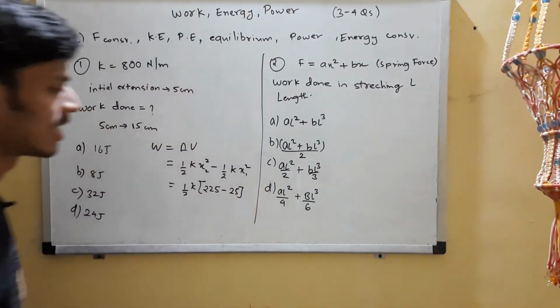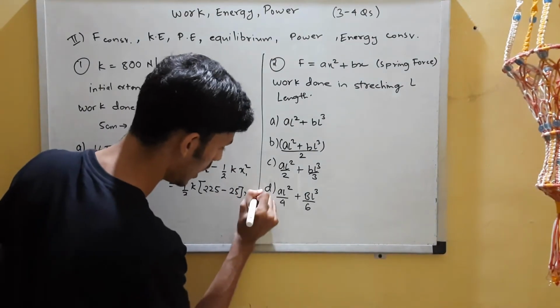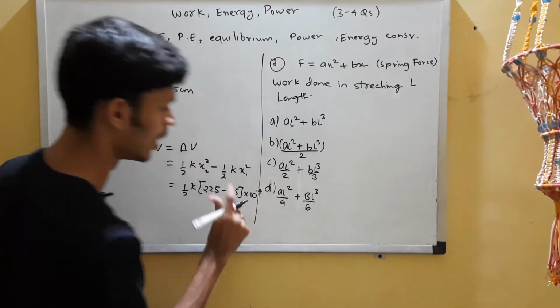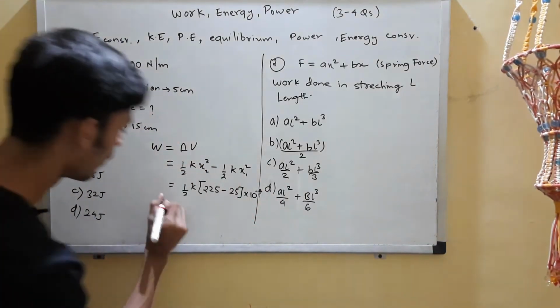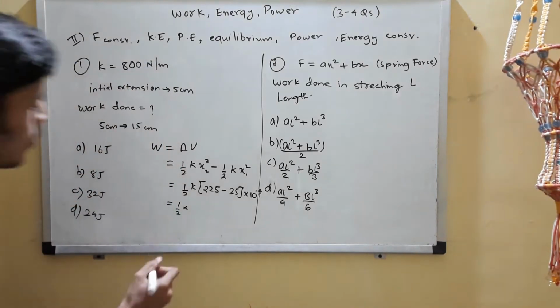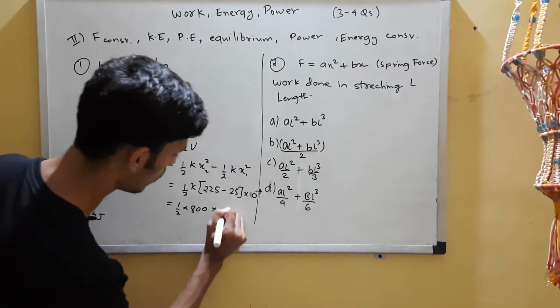Now each of these is in centimeters. In order to convert into meters, you'll multiply by 10 to the power minus 2. No, 10 to the power minus 4, it is squared, right? So here let's substitute the values. Half into k value is 800. How much is this? 200.